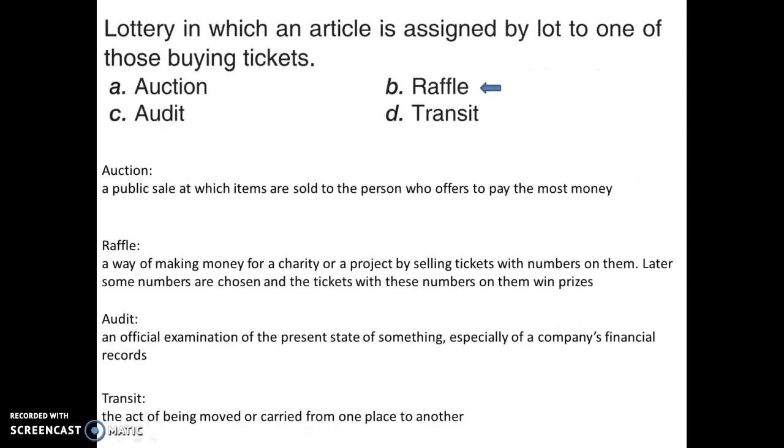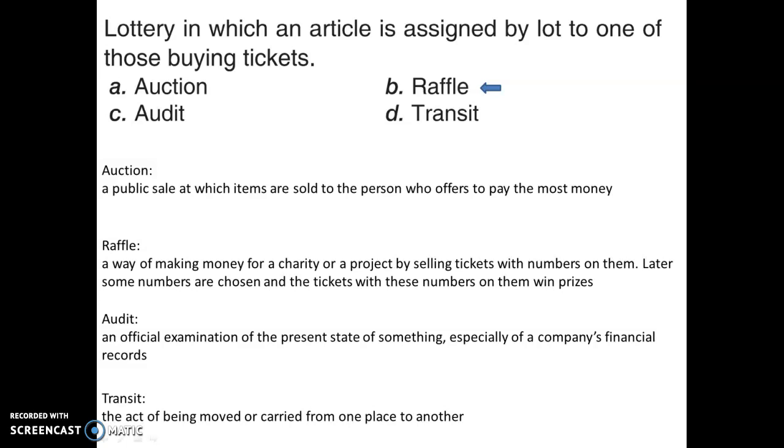Lottery in which an article is assigned by lot to one of those buying tickets. Auction, audit, raffle, transit. So I know auction is not, everyone knows what auction is. Audit is audit of company, audit of building. So audit is the first one to eliminate. Auction is the second one to eliminate. And transit is also not even closely related to what is given. It is not related to lottery. So the only option here left is raffle.